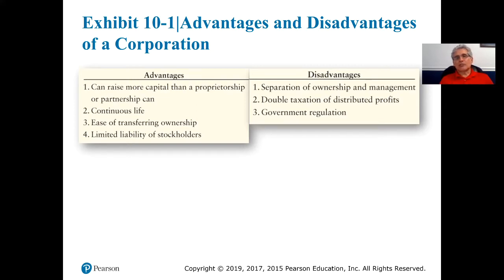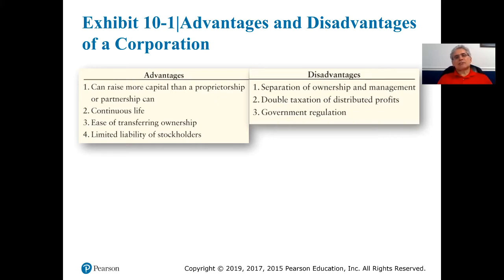Number one, separation of ownership and management. The separation of ownership and management may be viewed as a disadvantage because there may be a difference in priorities between management and ownership. Management might be motivated to make sure that the employees are paid, bonuses are issued, but remember, if a bonus is issued to the employees, then that's less money to the ownership.